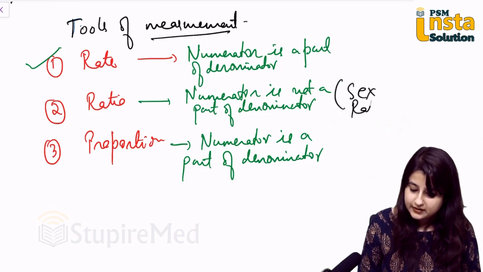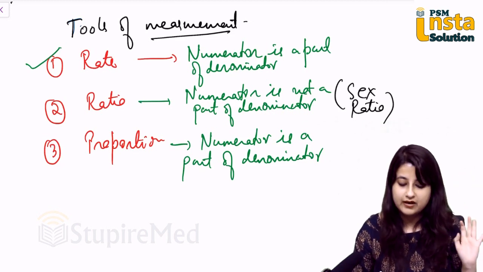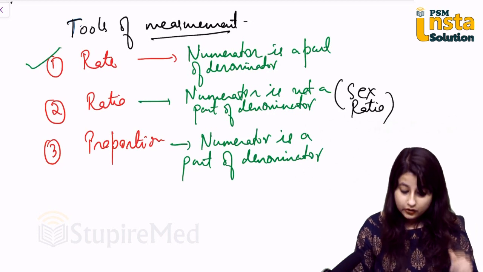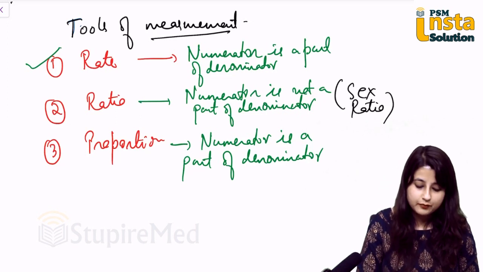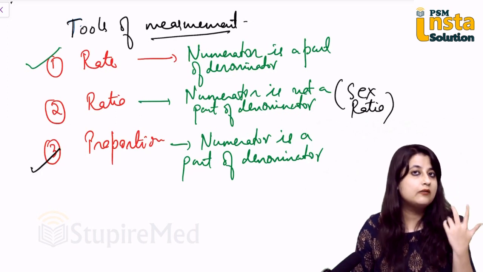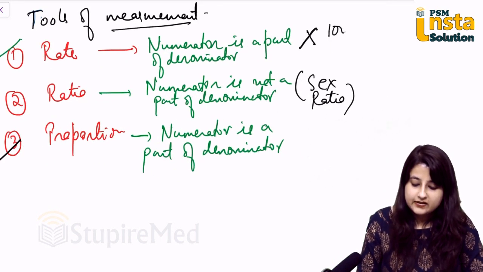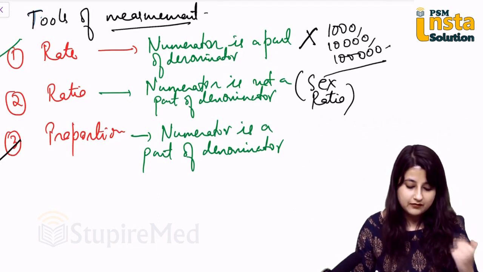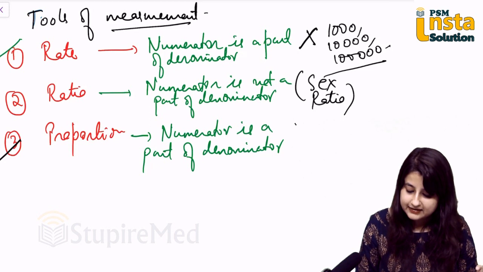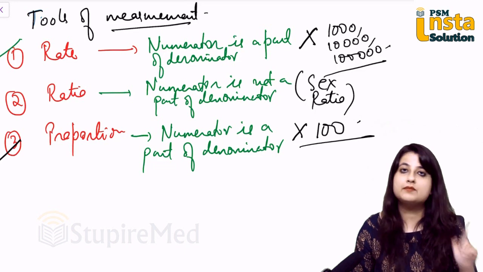What is sex ratio? It is the number of females per 1000 males. So obviously the numerator is different, the denominator is different, so definitely ratio is very clear. Look at rate and proportion. In rate, the numerator is part of a denominator, and in proportion also the numerator is part of a denominator. Then what is the difference? In rate, my multiplier is always either thousands, 10,000s or lakhs. To differentiate between rate and proportion, look at the multiplier. In proportion it is 100, and when the multiplier becomes 100, it becomes a proportion.